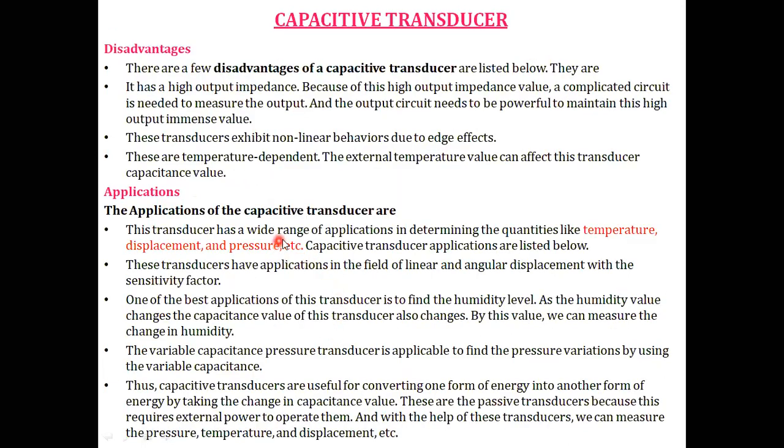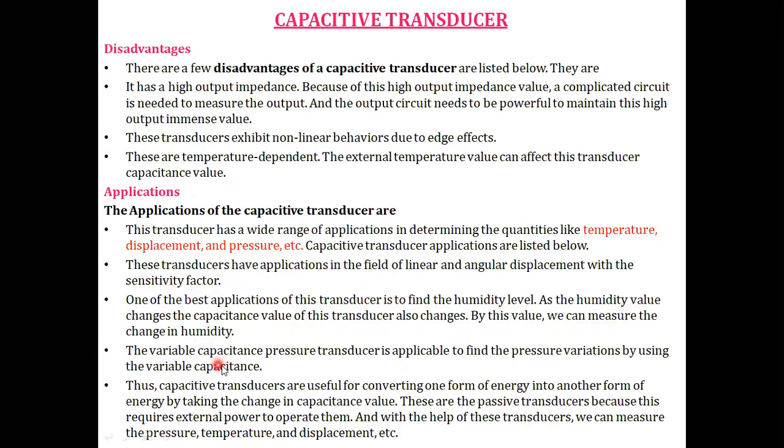Here, applications of a capacitor transducer: we can measure temperature, displacement, and pressure also. The transducer has applications in the field of linear and angular displacement with the sensitivity factor. One of the best applications of this transducer is to find the humidity level. As the humidity value changes, the capacitance value of the transducer also changes. By this value, we can measure the change in the humidity.